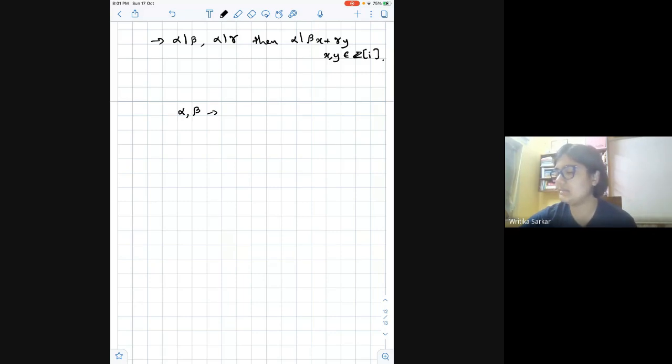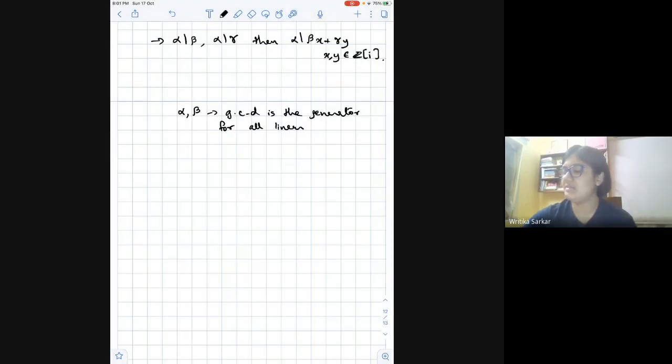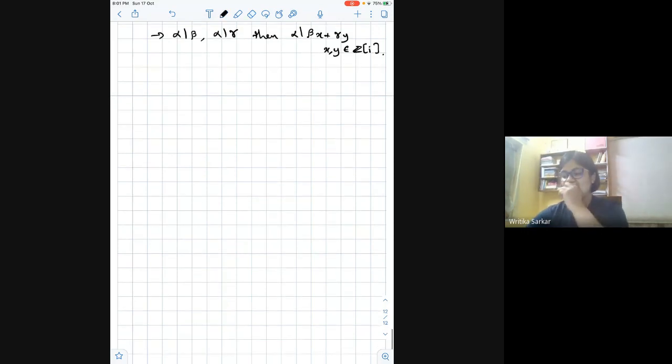What I mean is that then GCD is the generator for all. I'm not actually going to write this. This is fine. Never mind. So that's another way of thinking about the greatest common divisor.